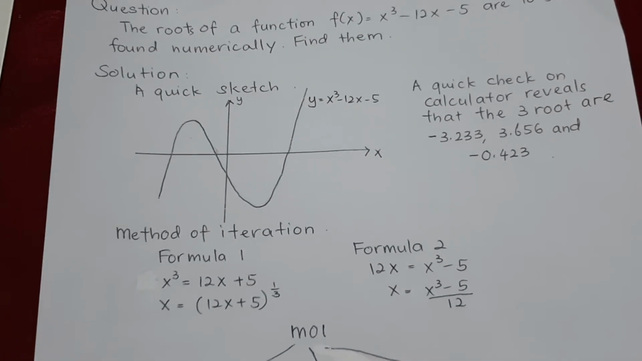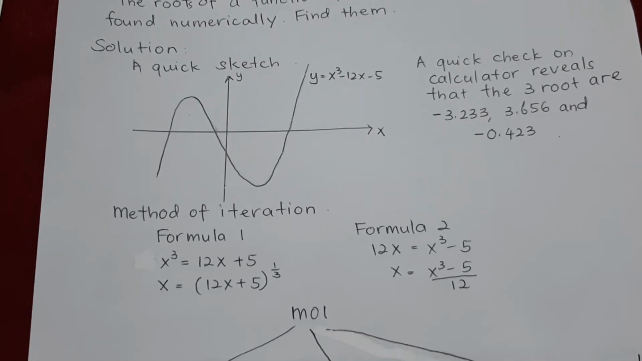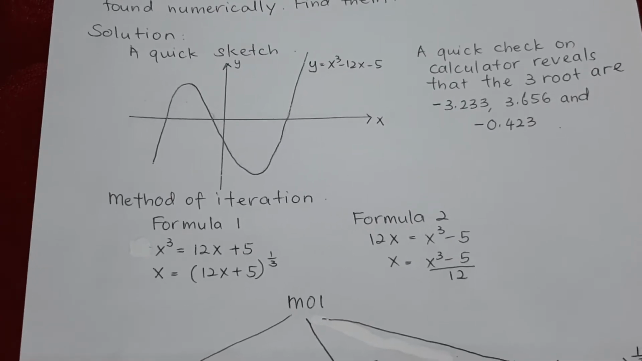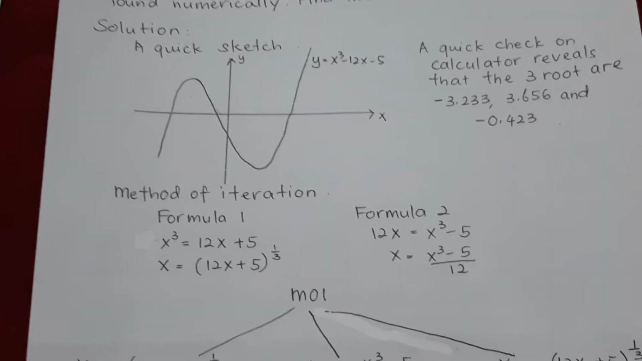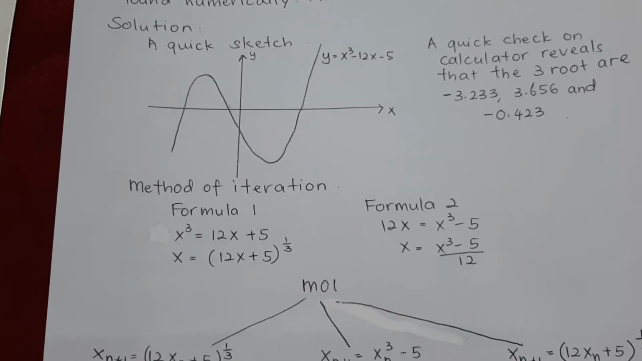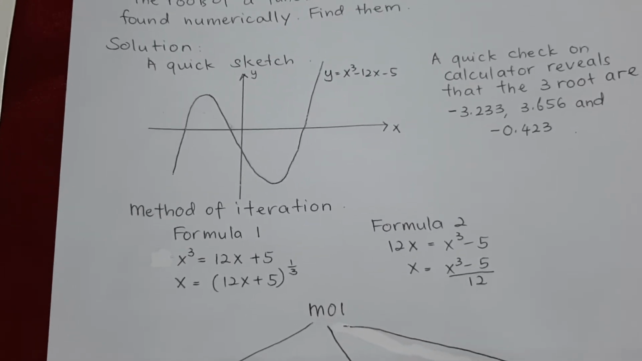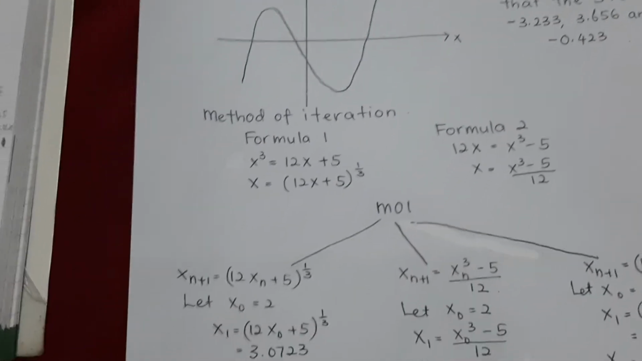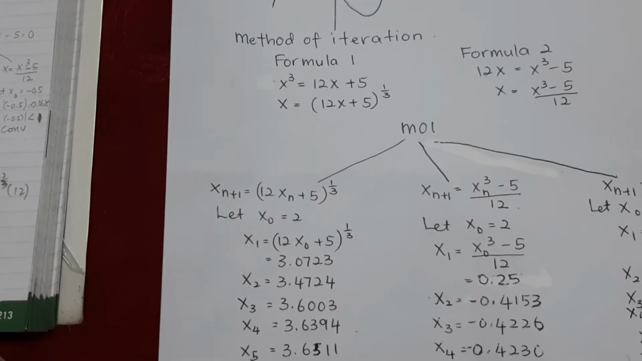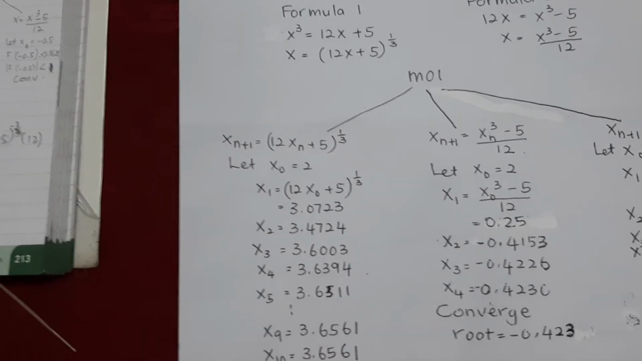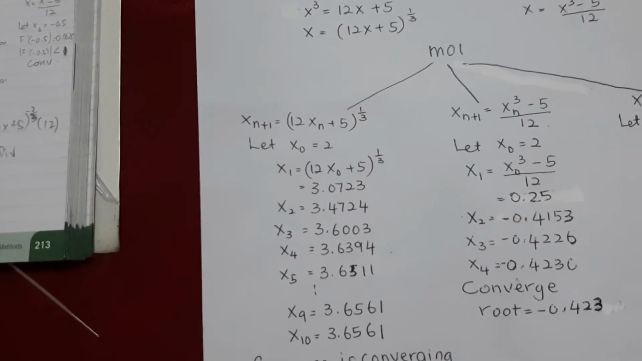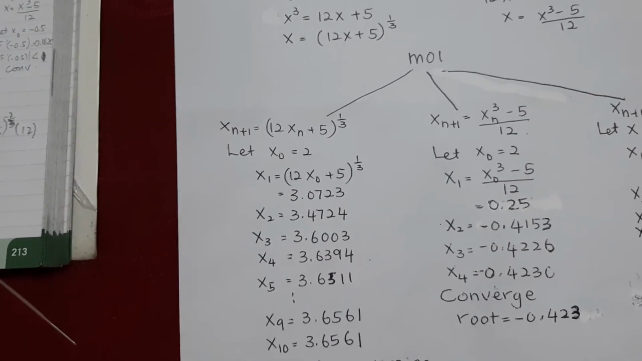The second formula that you can use, by rearranging the equation, is x equals (x cubed minus 5) divided by 12. So those two formulas we're going to use now. MOI stands for method of iteration. Let's look at the leftmost one, so take the first formula.